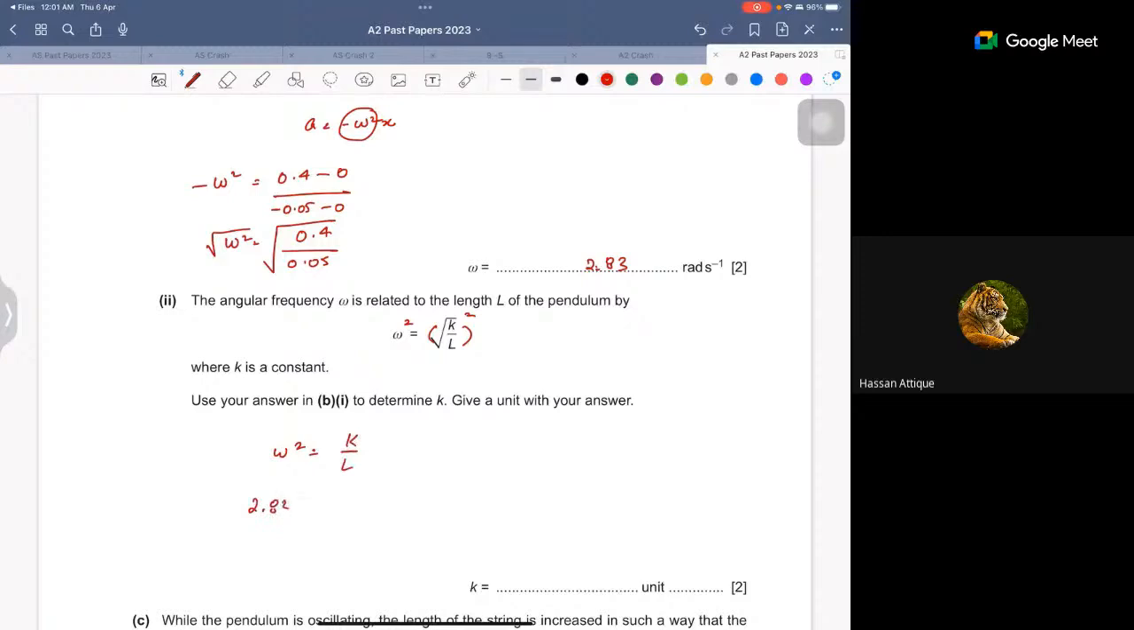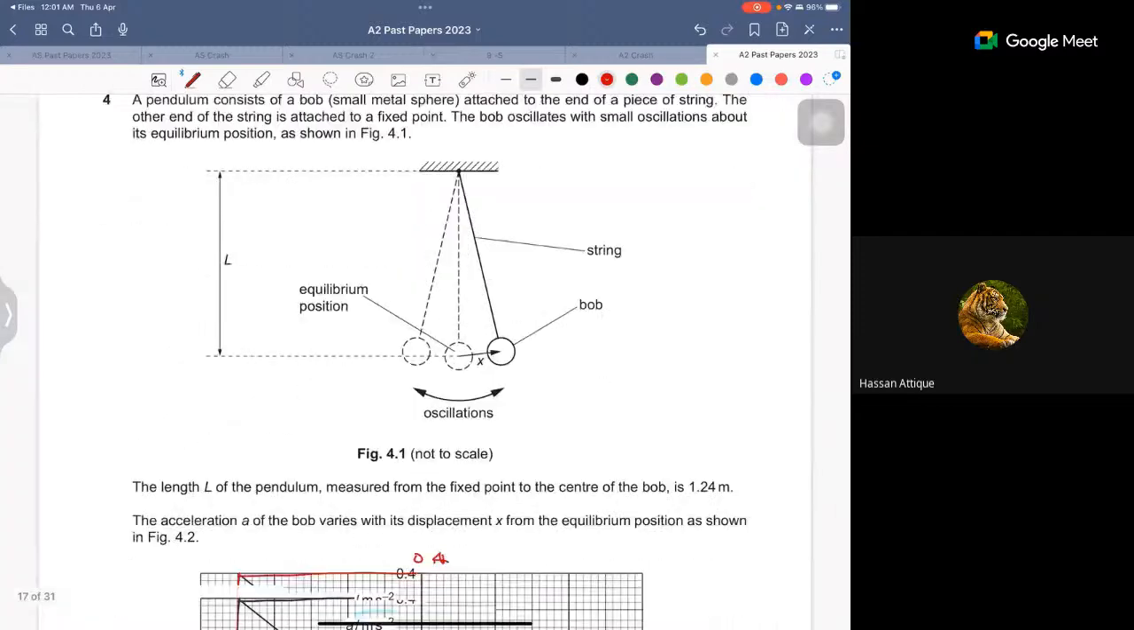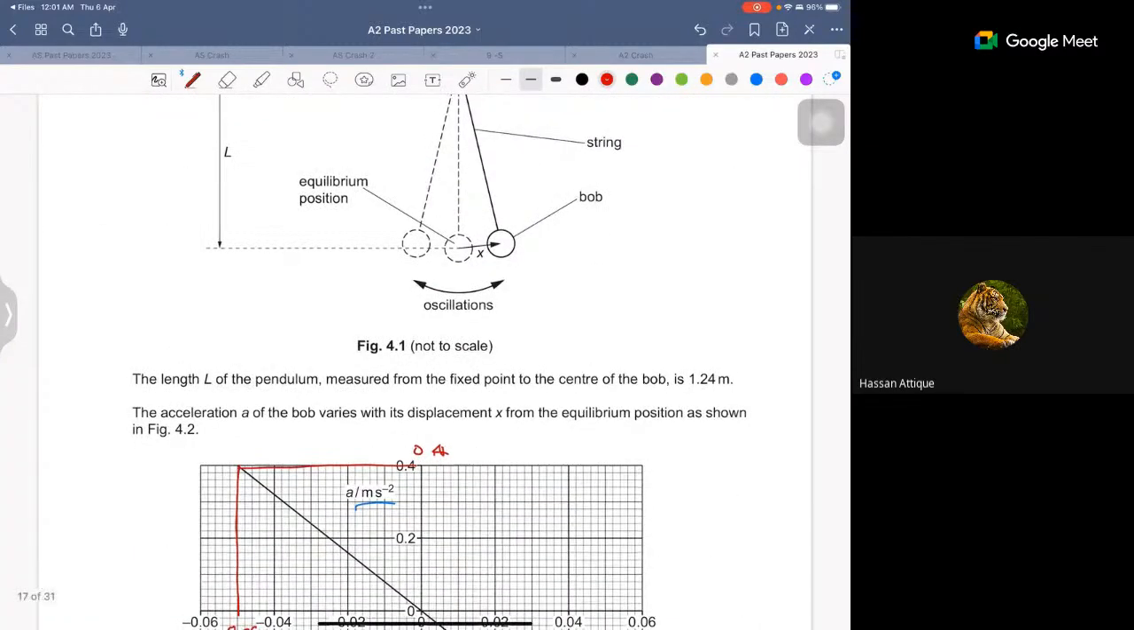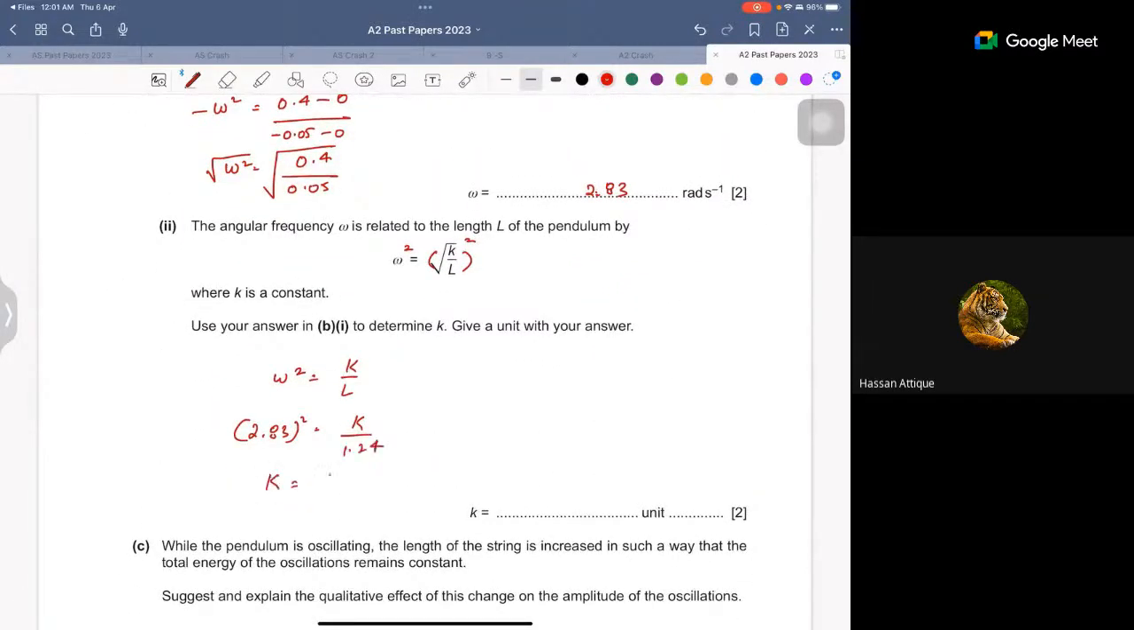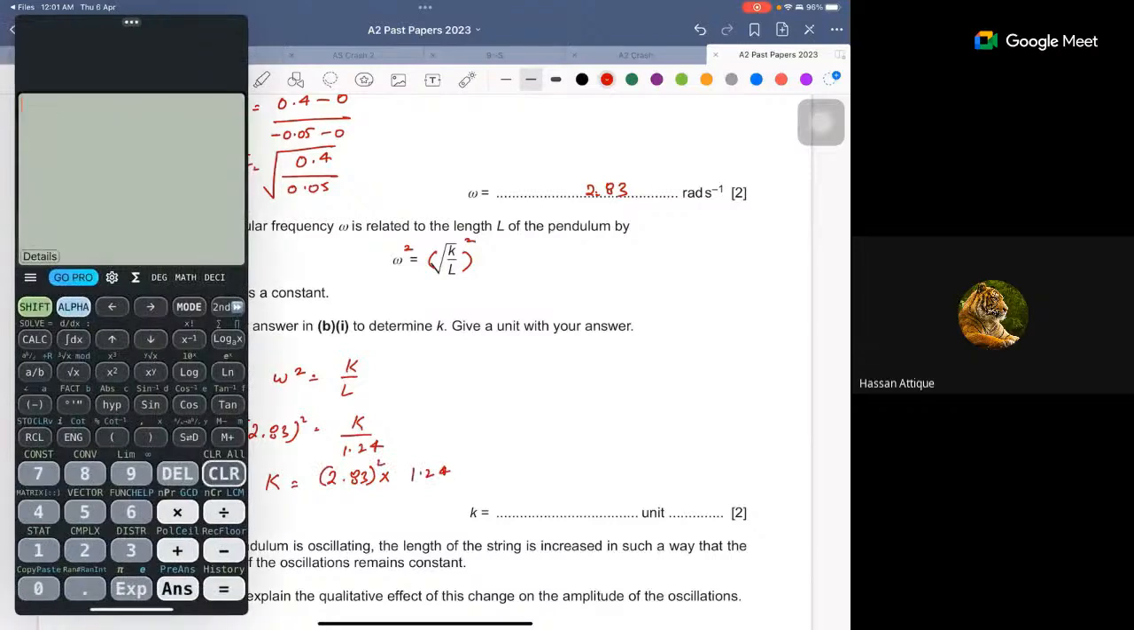We already have the omega value, 2.83 squared. K and length. Length is not given. Or is it given somewhere? This is 1.24. Okay. I don't know why this question even exists. How easy it is. 2.83 squared times 1.24. And that's going to be 9.93.